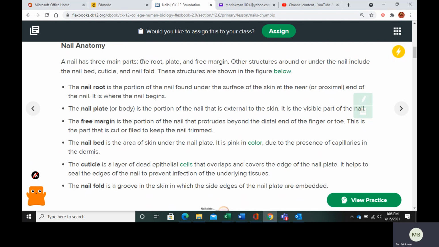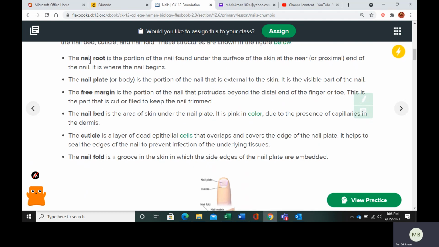The nail has three main parts: the root, plate, and free margin. Other structures are going to be nail bed, cuticle, and nail fold. The nail root is the portion of the nail found under the surface of the skin at the near end of the nail. So root is somewhere down here. Nail plate is the portion of the nail that is external to the skin. So that's like this top part here. It is the visible part of the nail.